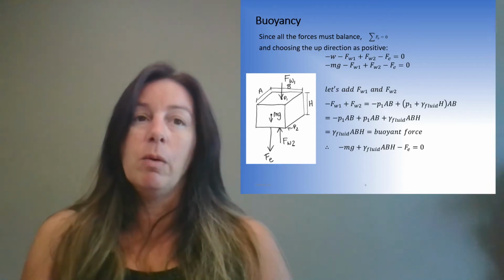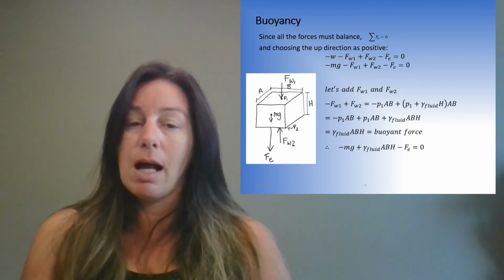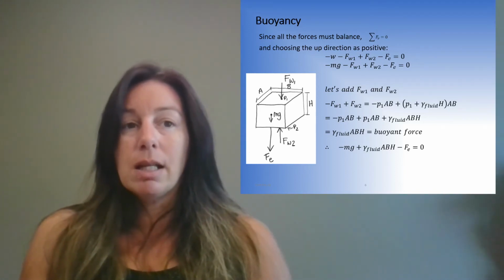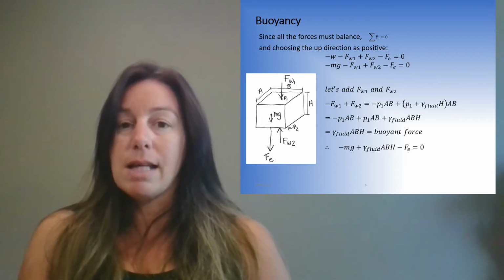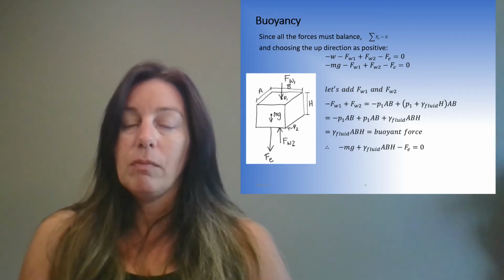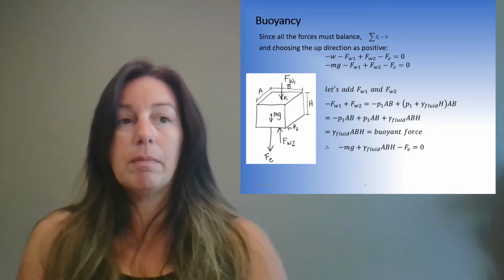As we said. So if we plop those two things back into our original equation, the sum of the forces equals 0. We've got the weight, so that's minus mass times gravity, plus the unit weight of the fluid times the volume, minus this Fe, this force that's holding it down, okay?